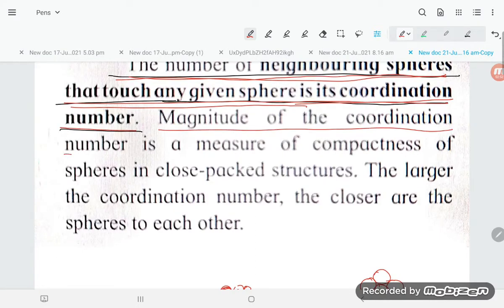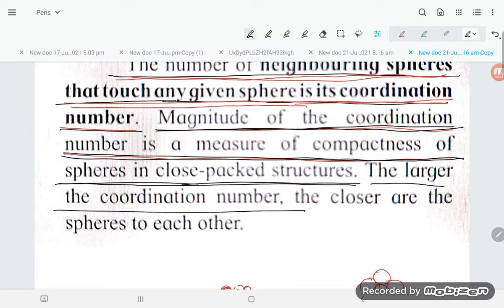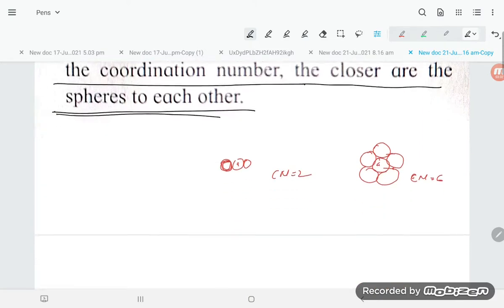Okay, let's have a look at the next point. The magnitude of the coordination number is a measure of the compactness of the spheres in a closed packed structure. Dear students, please keep in mind what they are saying. The larger the coordination number, the closer are the spheres to each other. Keep that in mind, students.